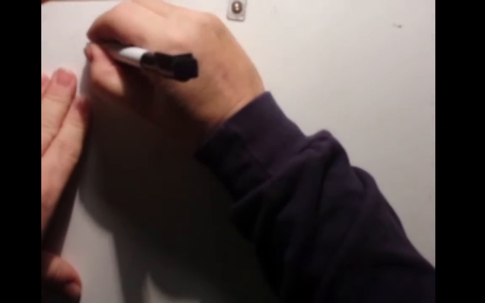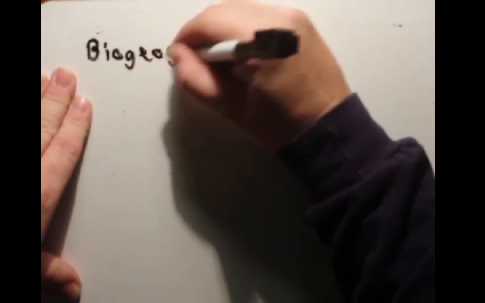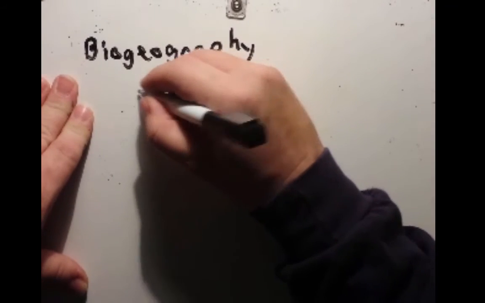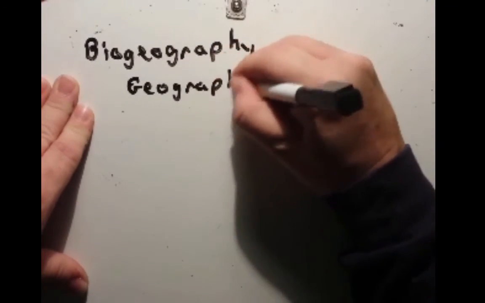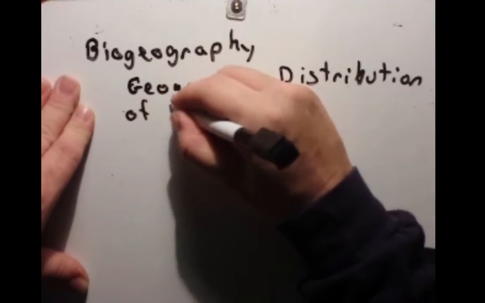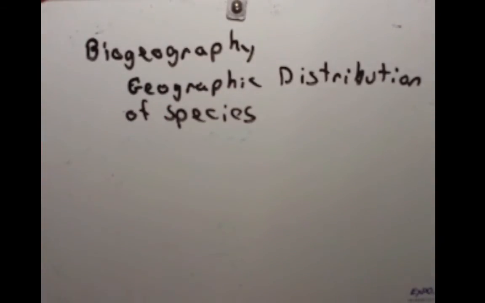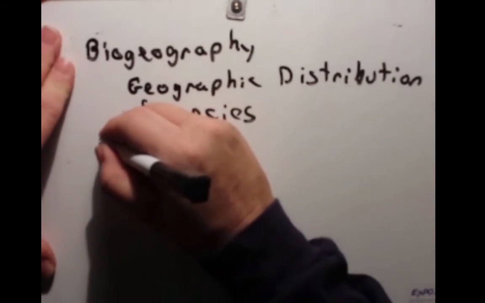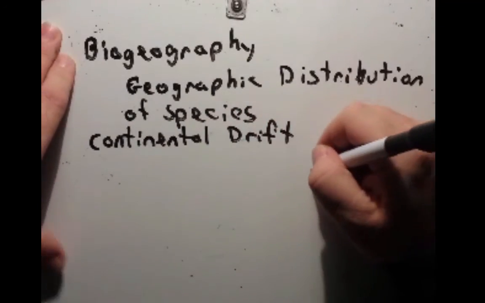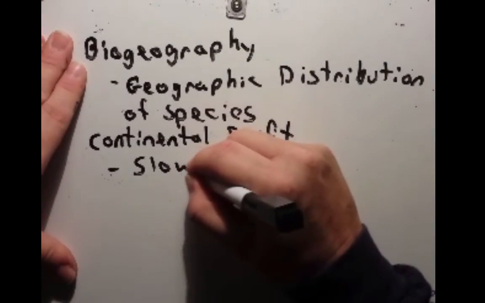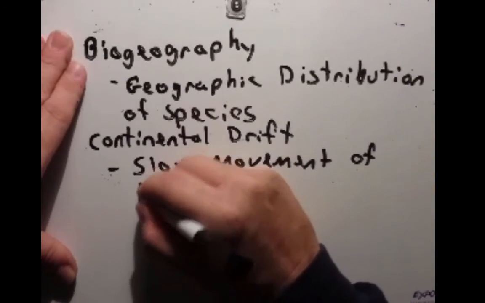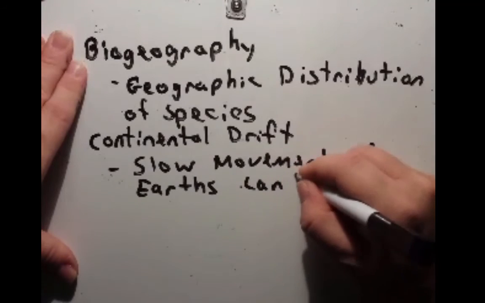So let's write biogeography here. So what does biogeography mean? Biogeography means the geographic distribution of species. So that's the definition of biogeography, but we need to also talk about another term called continental drift. Continental drift is the slow movement of the Earth's land masses.